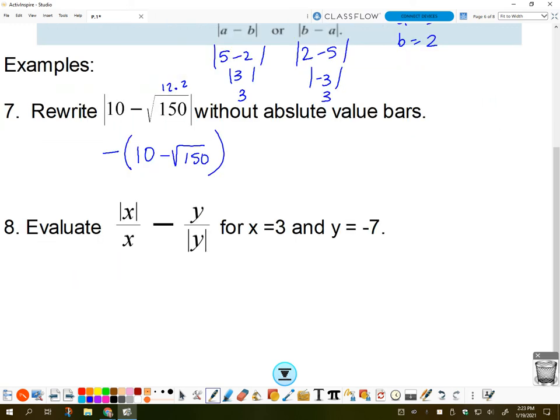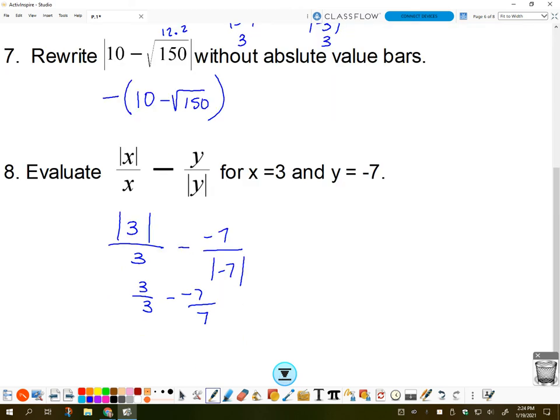Alright, so for our next one, if we're going to evaluate this, so we put a 3 in for the x's, and we put a negative 7 in for the y's. Absolute value of 3 is 3. Absolute value of negative 7 is 7. So this gives me 1, this gives me negative 1. Remember, minus and negative makes a big old plus. So we get 2.